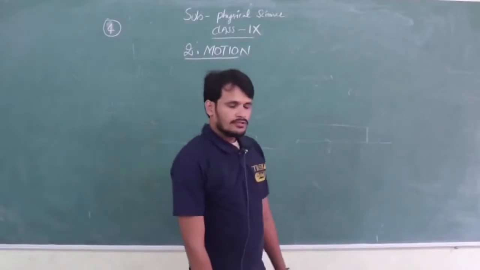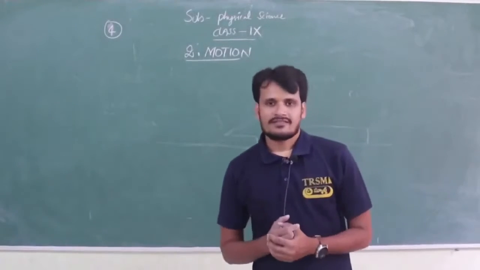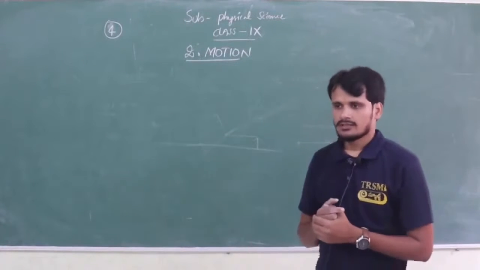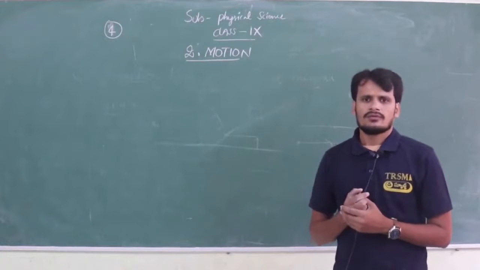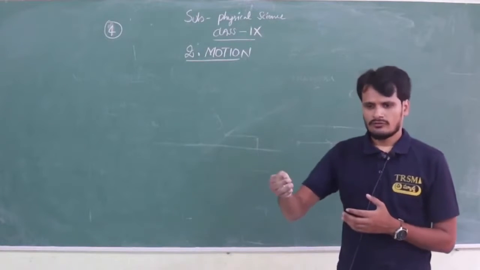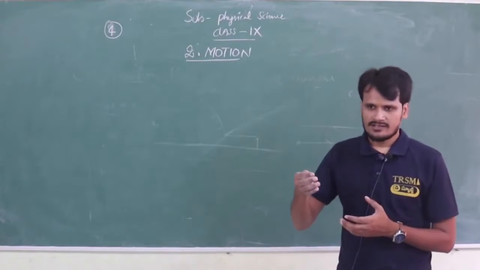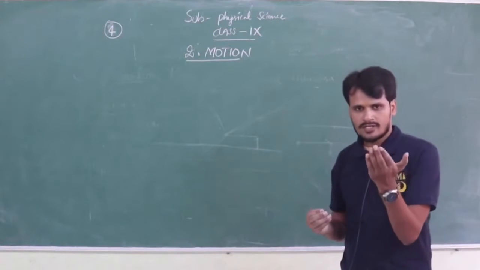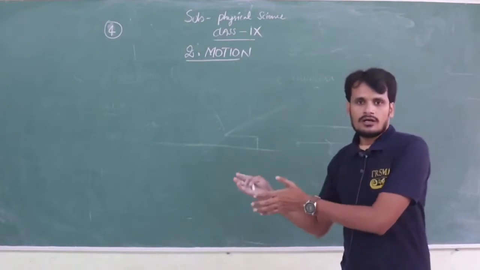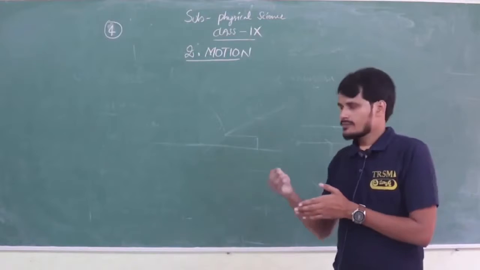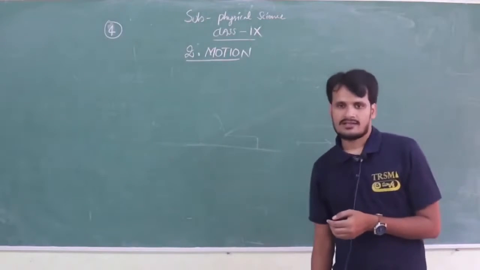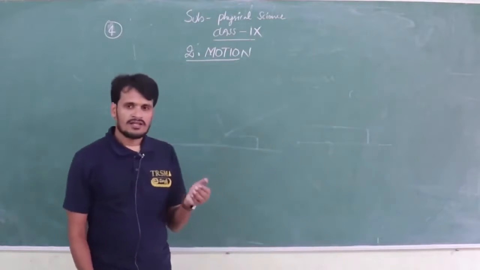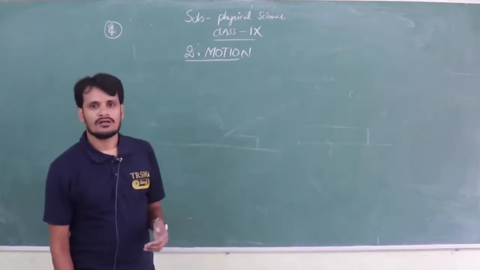Students, in the last class we saw what velocity is and what average speed is, the relationship between them, and how velocity depends on displacement. We saw how displacement changes and how the rate of change of displacement is considered velocity, and what types of velocities there are, like initial velocity and final velocity, for a moving object.